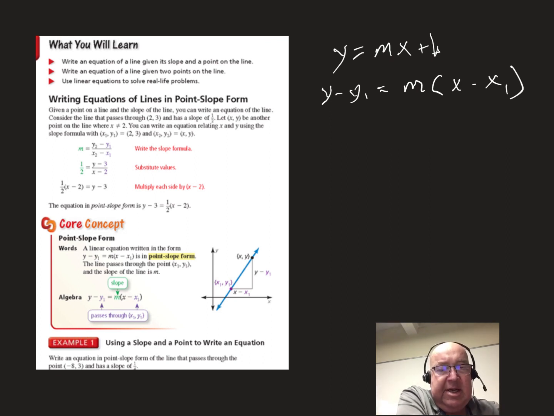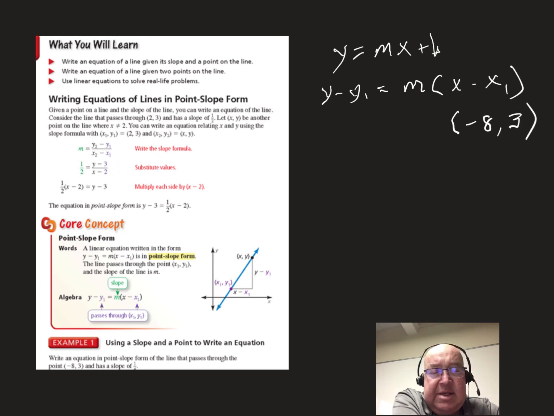So let's look down here at our example problem. You can go back and read through the core concept, the information there. It says write an equation in point-slope form of a line that passes through the point -8 and 3 and has a slope of, I think that is 1. I'm going to use 1/2. I can't really see it. I cut it off when I cut and pasted it. It's 1/3. No, it's 1/2.